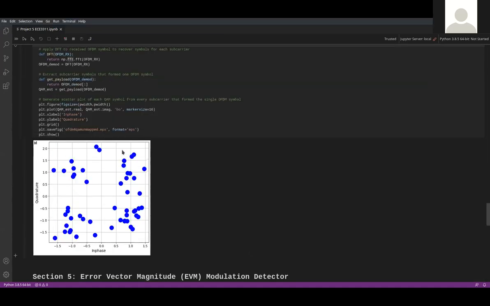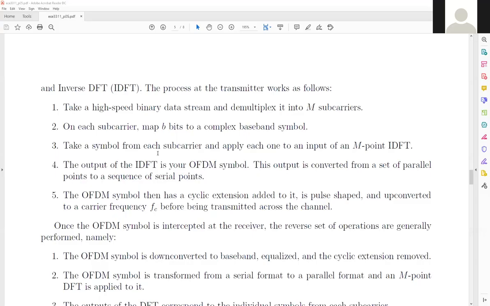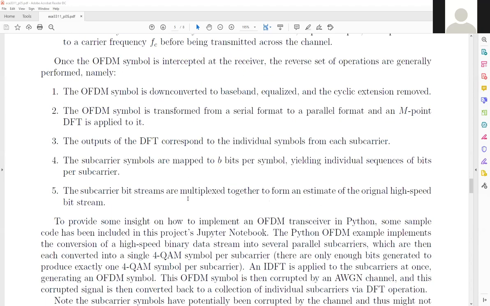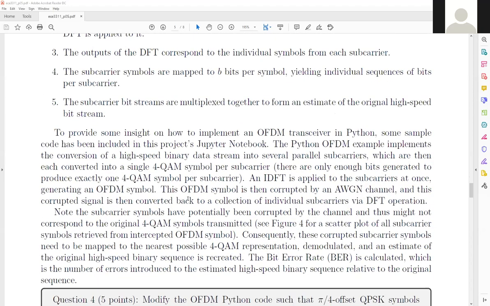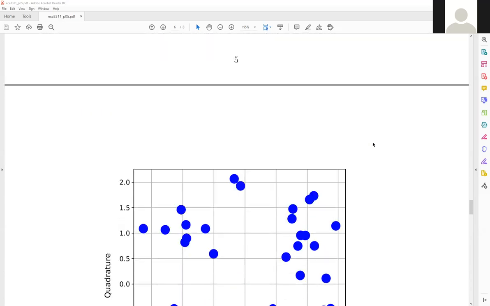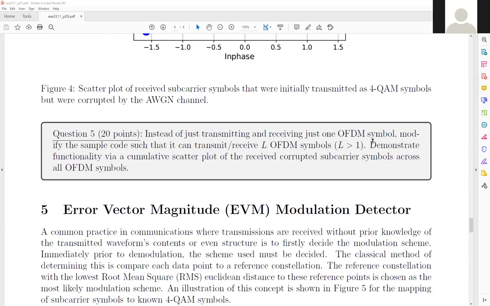So your task for this part of the project, there are several. I outline again, 1, 2, 3, 4, 5. That's what we just went through, and 1, 2, 3, 4, 5. These steps have already been implemented for you in the Jupyter notebook here. So what I'm asking is now do everything here, but now for QPSK, the pi over 4 offset QPSK, right?